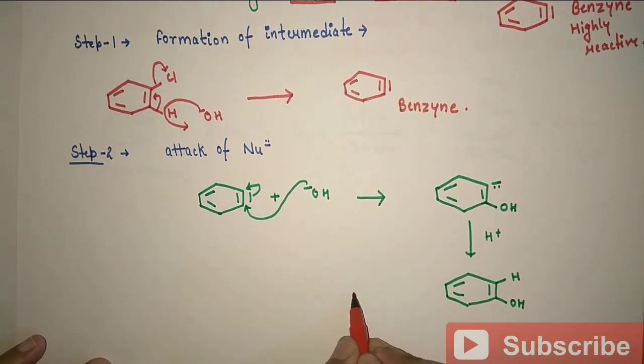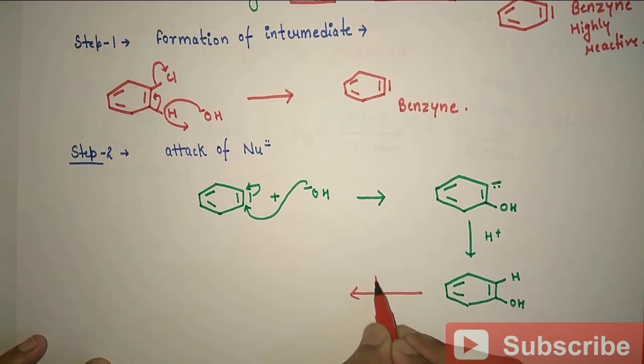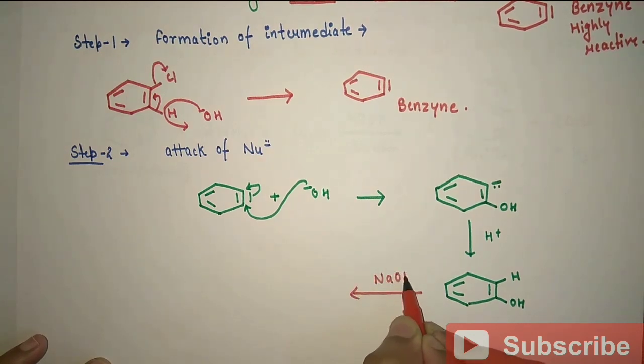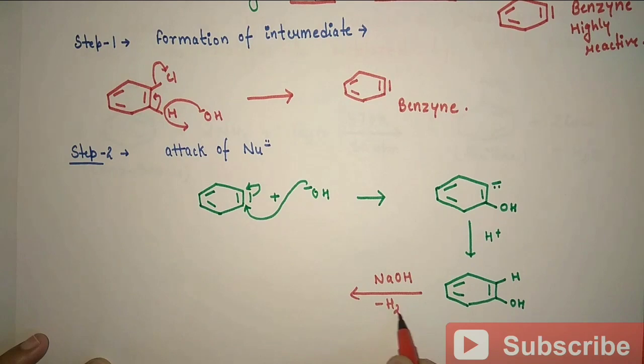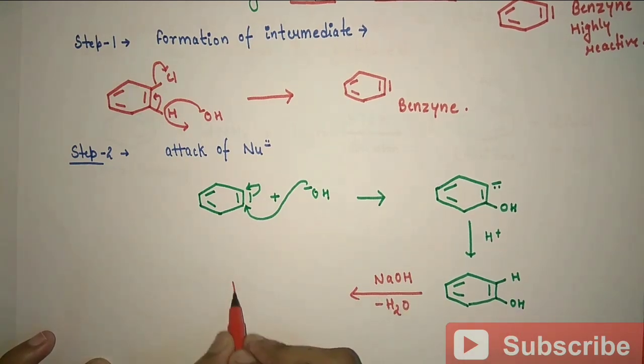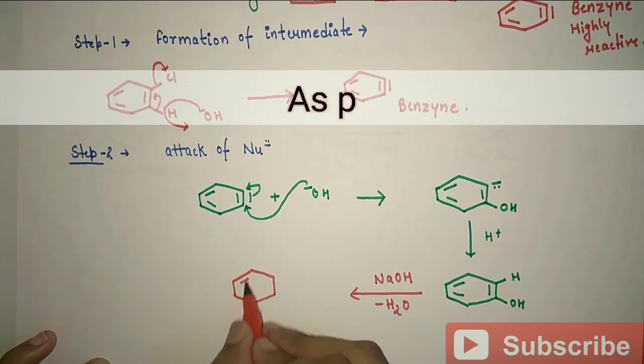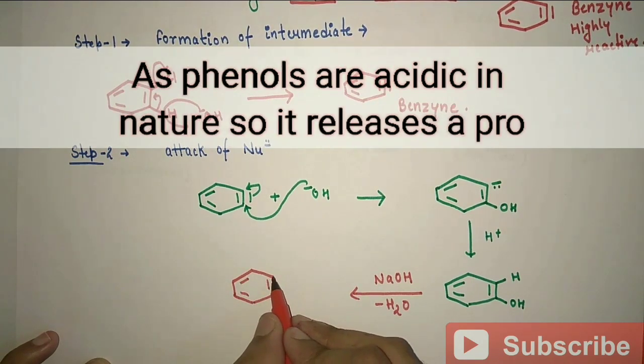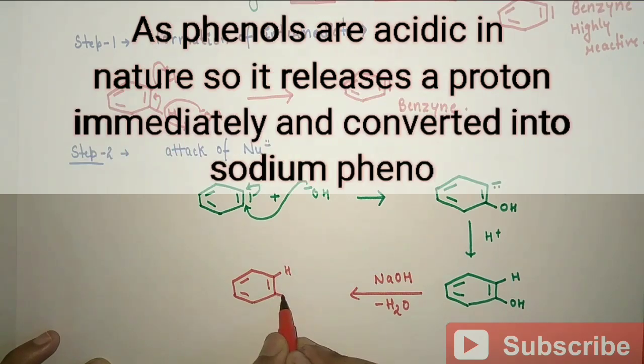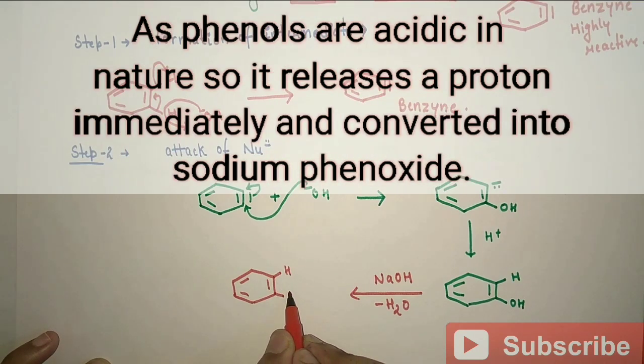Since NaOH is still present in our mixture, it further reacts with NaOH, and water is removed. It reacts with NaOH to get converted into sodium phenoxide, since the hydrogen of phenol, that is the OH group, is acidic in nature. So it immediately leaves and is converted into sodium phenoxide. This is our sodium phenoxide.